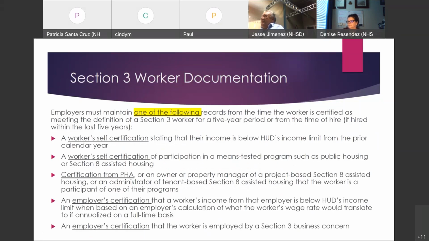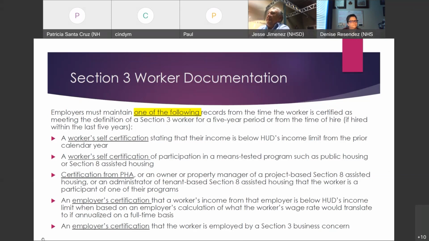So the documentation that's going to be required to be maintained by employers, and we only need to do one of the following, and these records have to be retained for a period of 5 years. So it can be a worker's self-certification, stating that their income met the HUD income guidelines. It could be a worker's self-certification that they participate in a means-tested program, such as public housing or Section 8.